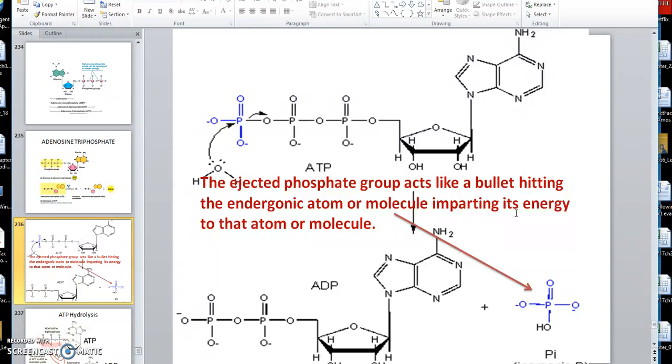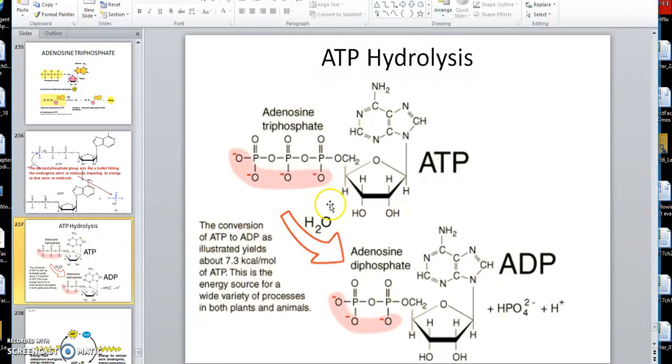So basically what happens is when you twist the bond, you eject the phosphate. It acts like a bullet. And then the bullet goes and drives some endergonic reaction. Endergonic needs energy, and that's how the whole thing goes. So this is what you're looking at. You come in, you break it off, and it ejects.